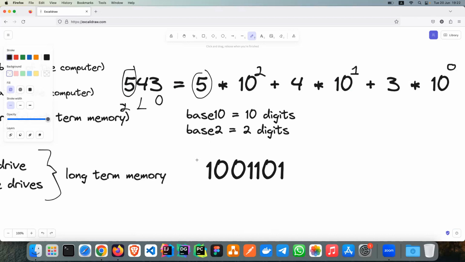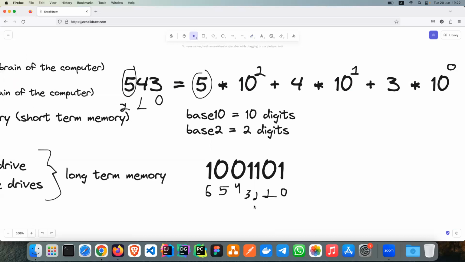We do the same thing in the binary notation. We start counting positions from 0, 1, 2, 3, 4, 5, and 6. If I want to represent this number, what will I do? In base 10, our base is 10, that's why we multiply by powers of 10. In base 2 we have only 2 digits. Our base is 2, that's why instead of 10 we will have 2 here.